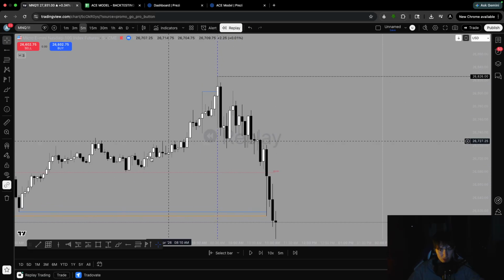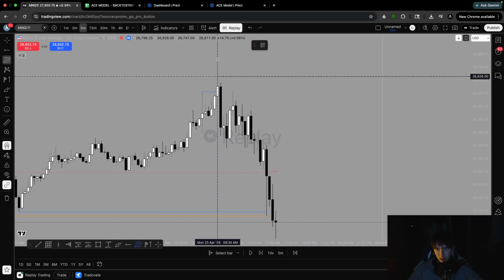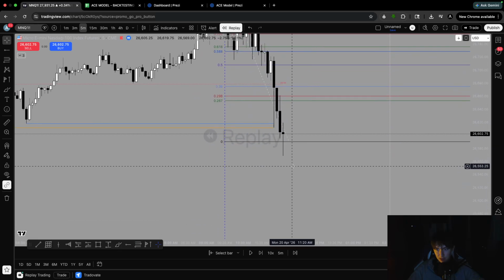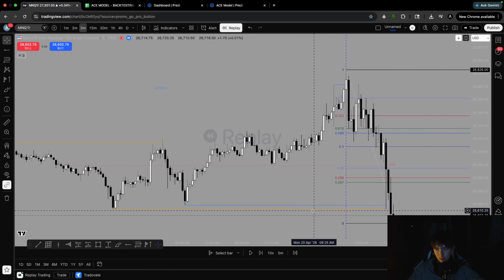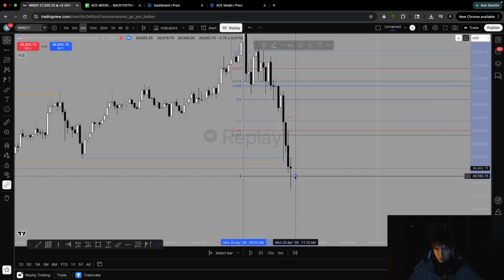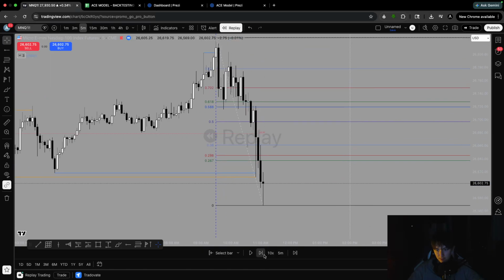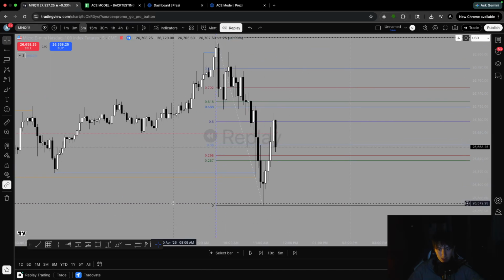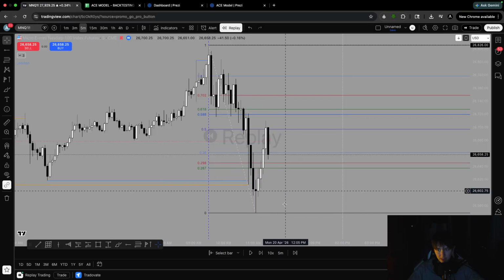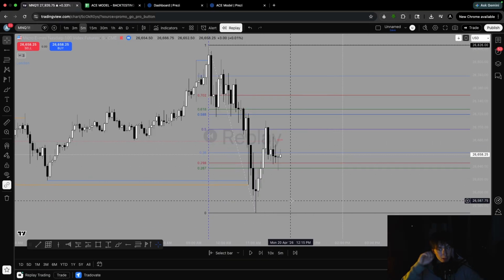Alright, we just swept both, so everything's out the window now. We're just looking for a retracement to the 50%. That's the only valid trade. Oh, and there we go. Let's see if it hits 0.5. Boom. Take profit would have been hit right there.